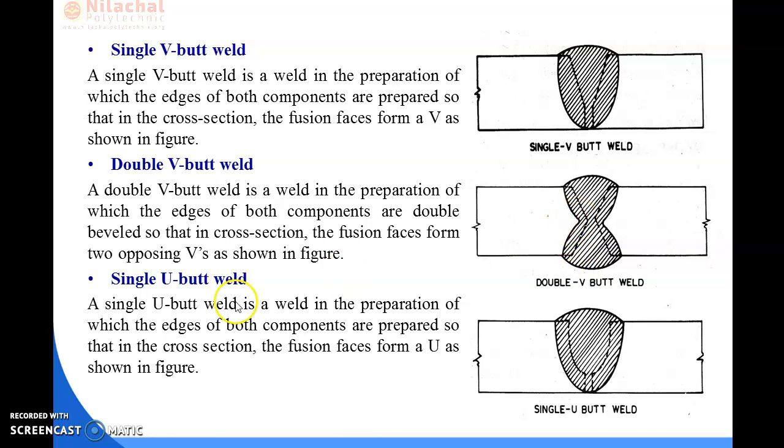The next one is the single U butt weld. In the case of a single U butt weld, it is a weld in the preparation of which the edges of both components are prepared so that in the cross section the fusion faces form a U, as shown in the figure.